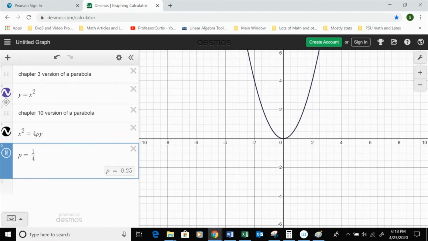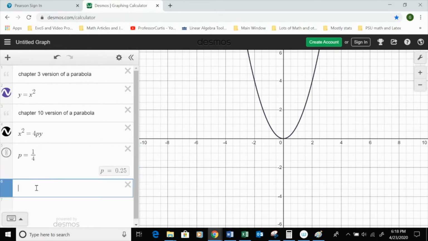And so it drew over itself. And then you think for a second, oh, wait, it's a trick. Because 4 times p, if p is 1/4, then 4 times 1/4, well, that's 1. And 1's invisible. There's a 1 there. And so y equals x squared and x squared equals 4py are the same if p is 1/4.